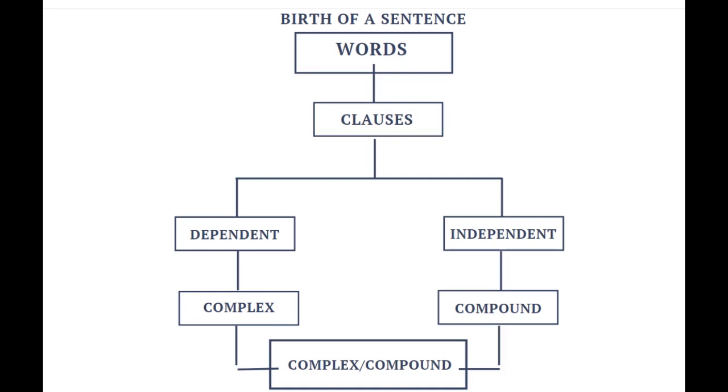So first we start with words. The words become clauses. The clauses are either independent or they are dependent. If the clauses are independent, they can become a compound sentence. And once they become a compound sentence, they can also become a complex sentence. Now over on this side, if our clause is dependent, it can become a complex sentence, and then this complex sentence can possibly become a complex compound sentence.